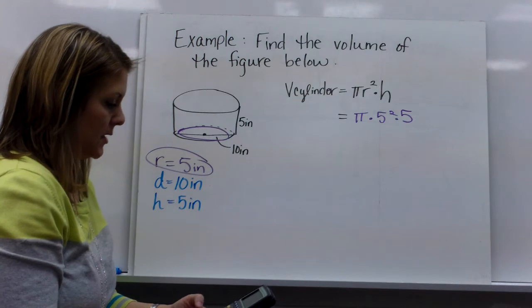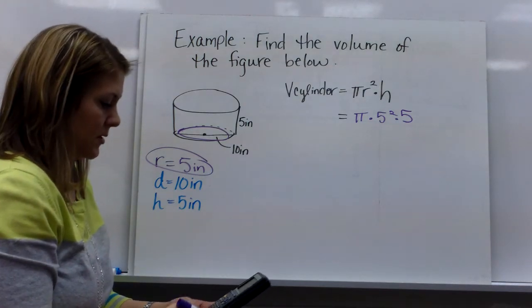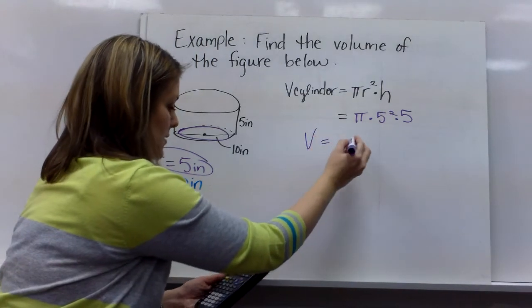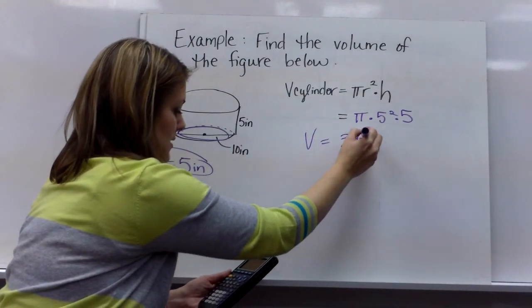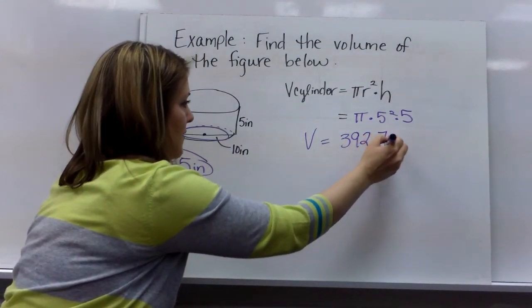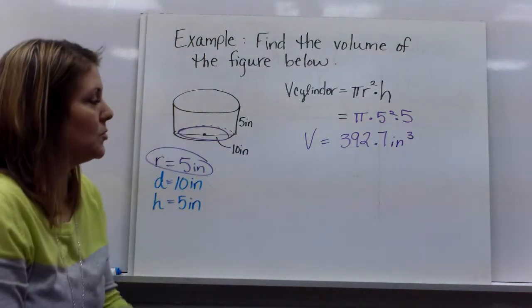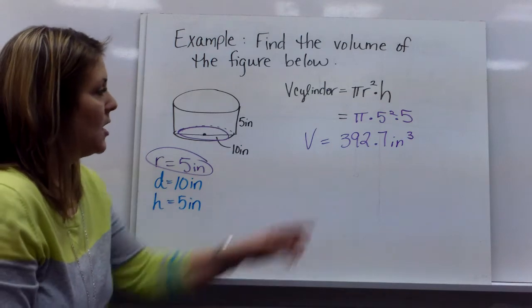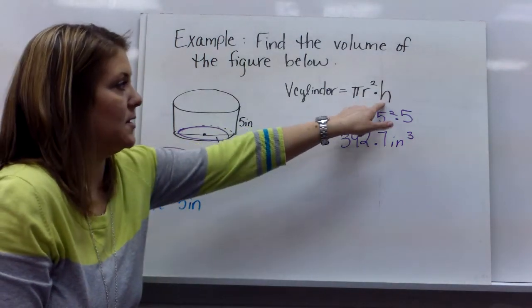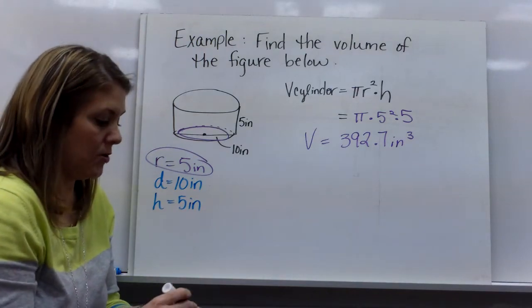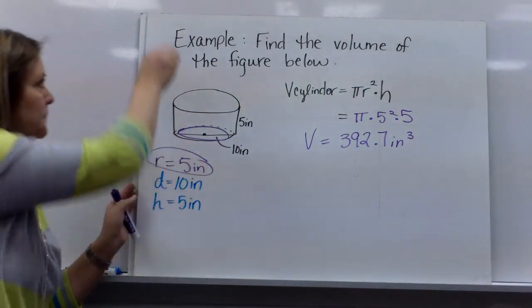So pi times 5 squared times 5 gives us a volume of approximately 392.7, and then this is going to be inches cubed because we used 3 dimensions. We squared the radius and then we had a height. So make sure in volume your labels are that unit cubed.